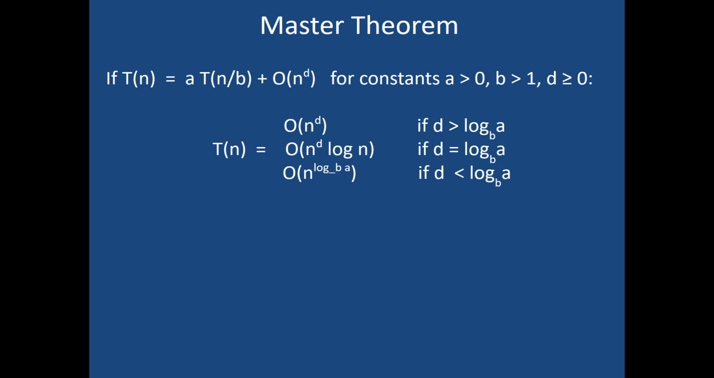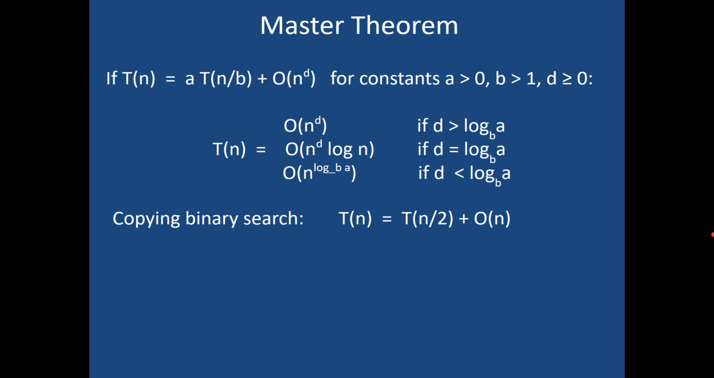The problem gets bigger as you make recursive calls. That's no good. And then D has to be non-negative, so n to the D. And we got 3 cases, depending on whether we're always comparing D to log base B of A. And depending on whether that's greater than, equal to, or less than, we read our answer off here. Master theorem.